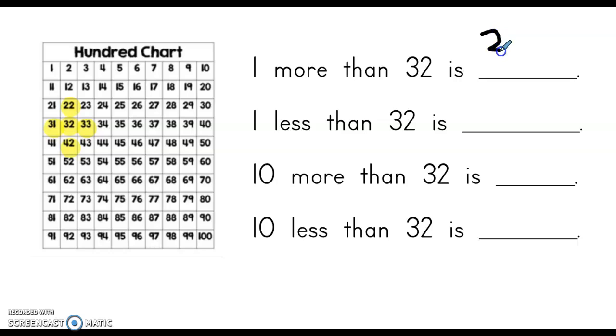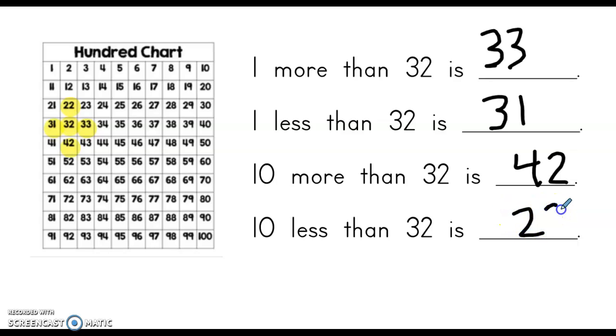When you do this, you can use your 100 chart to find the numbers, and then you will fill in the blank spaces on your Seesaw activity. You can use the pen or the typing tool to fill in. So 1 more than 32 is 33, 1 less than 32 is 31, 10 more than 32 is 42, and 10 less than 32 would be 22. I found all of those numbers by looking on my 100 chart here, and you can do the same.